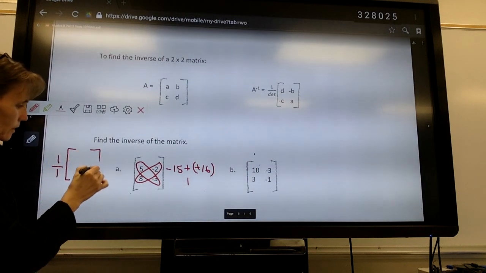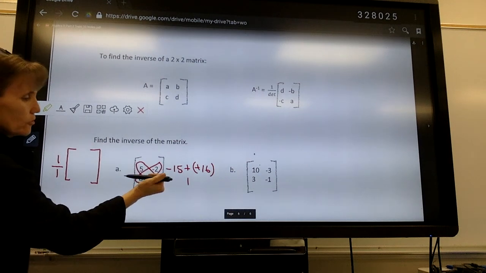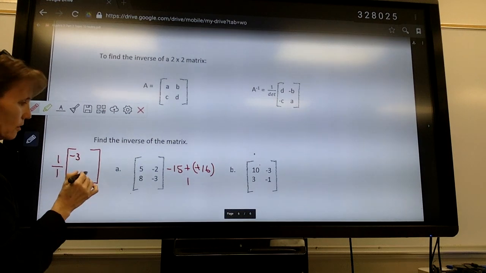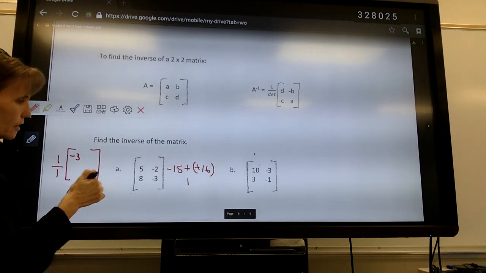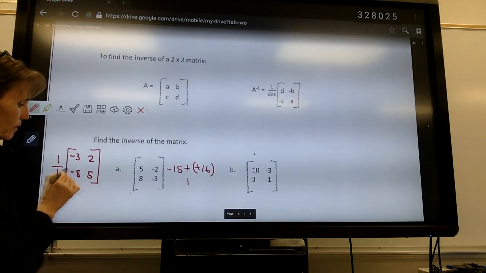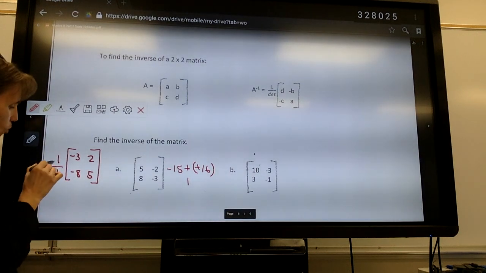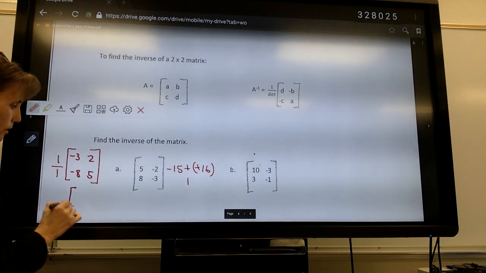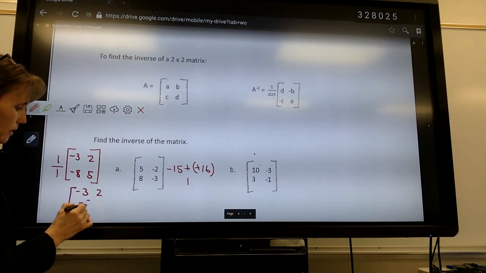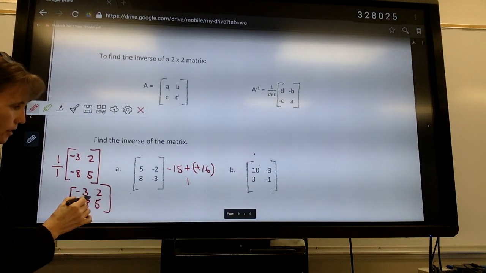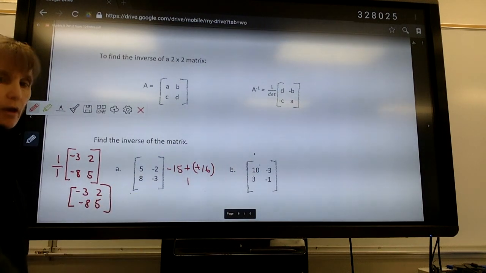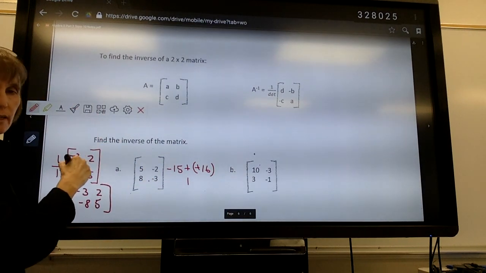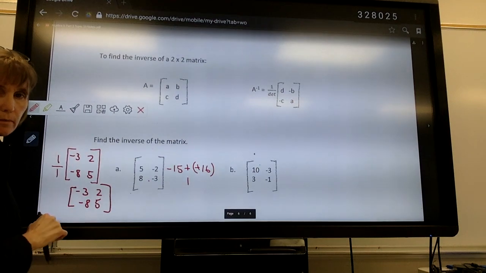And then I switch the position of those two values. Let me erase this for you so you can see it. I switch the position of those two, so negative 3 comes here, 5 goes there. And I change the signs of those two. So this becomes positive 2, this becomes negative 8. And then you want to do this multiplication. So 1 over 1, that's just 1. So you're going to take every number in the matrix times 1. So that's just going to say negative 3, 2, negative 8, 5. This matrix right here is the inverse of this one. And what that means is if I were to take this original matrix times this, I would get that identity matrix. I would get a 1, a 0, a 0, and a 1.